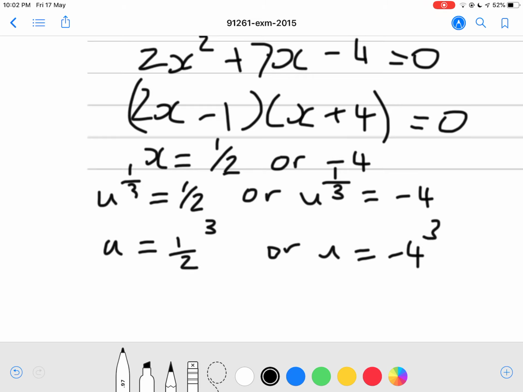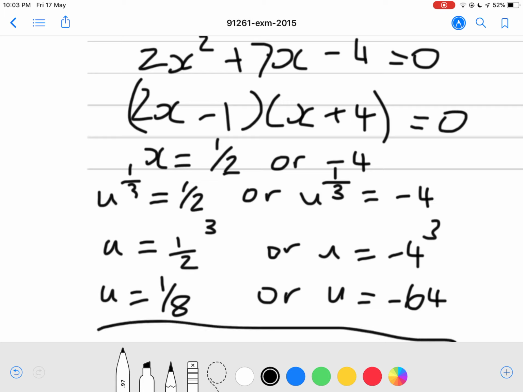So 1/2 times 1/2 times 1/2, that equals u. So therefore u equals 1 over 8, or negative 4 to the power of 3. So negative 4 times negative 4 times negative 4. There's an odd number of negatives, so therefore the answer will be negative. So therefore u will be negative 64. Okay, so those are both of our answers, okay?